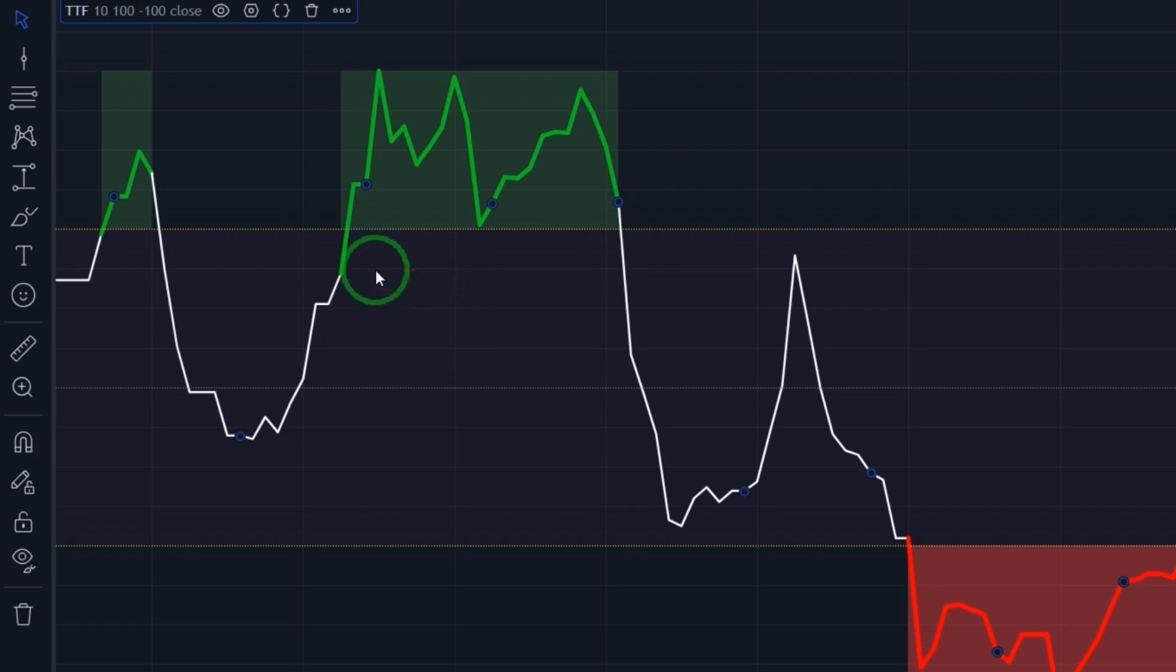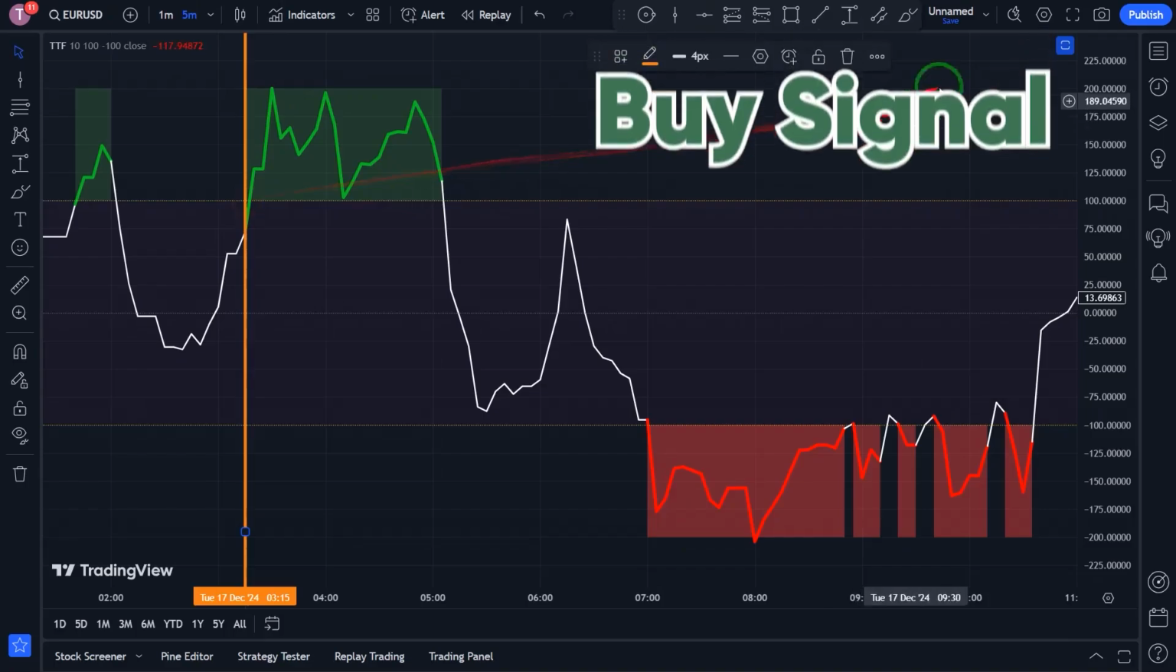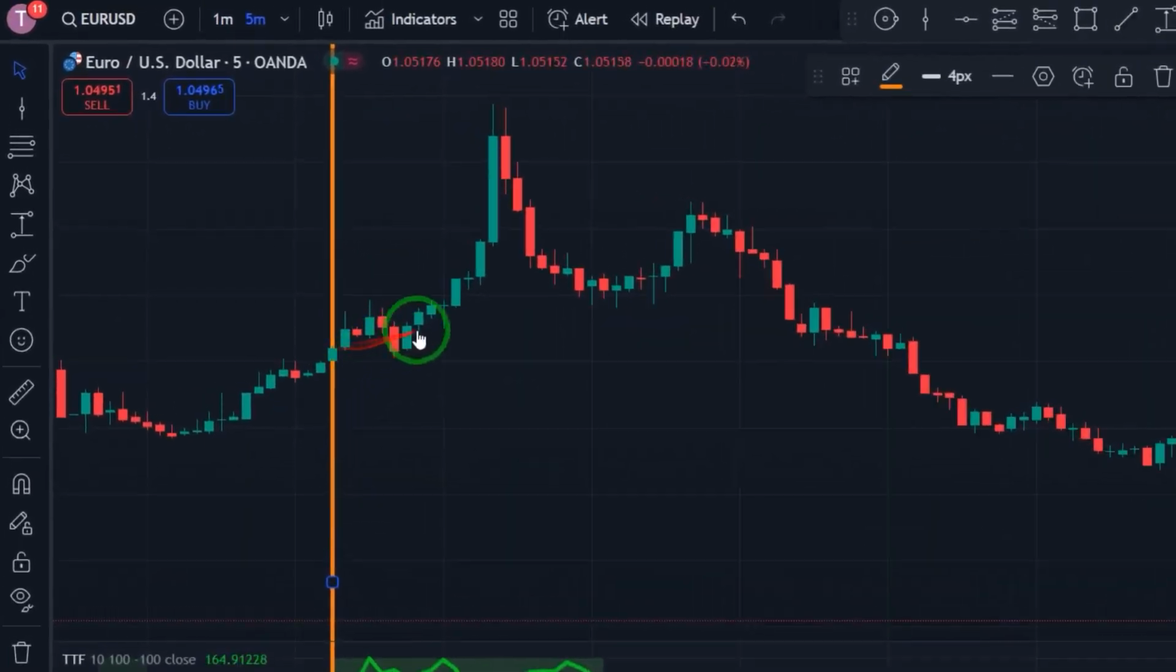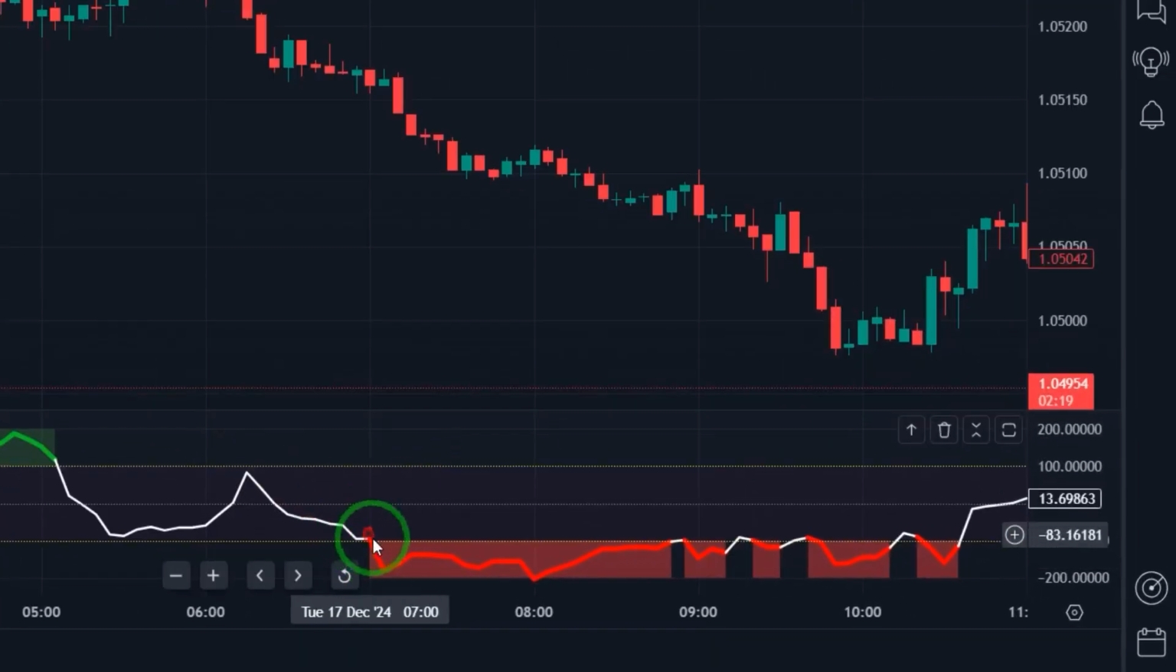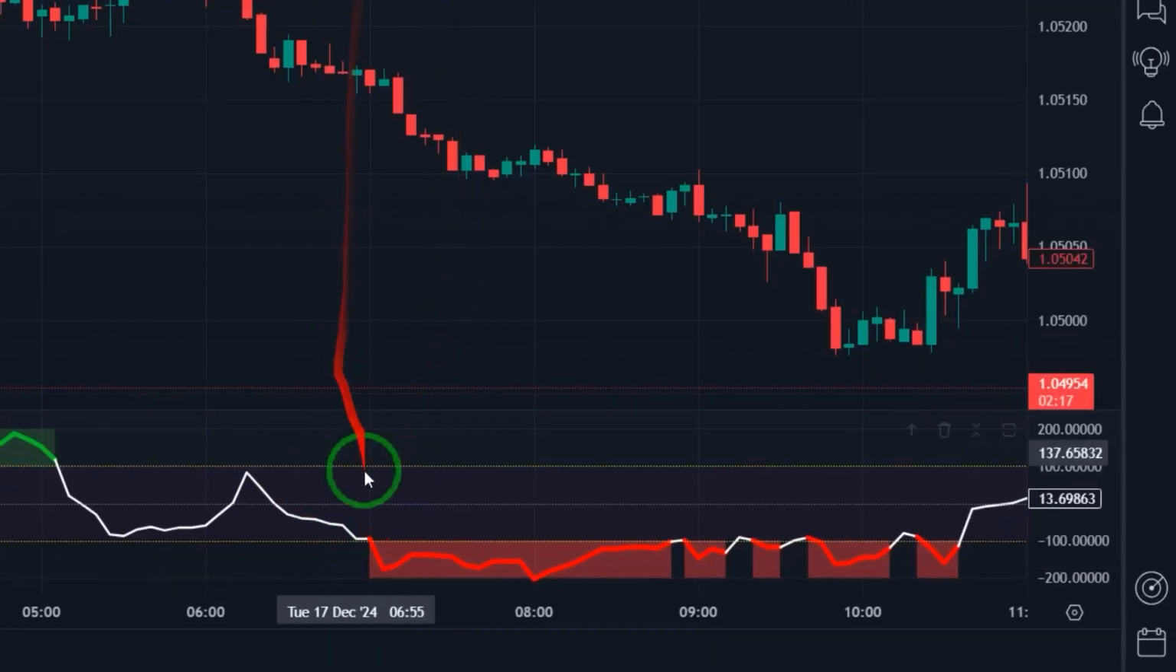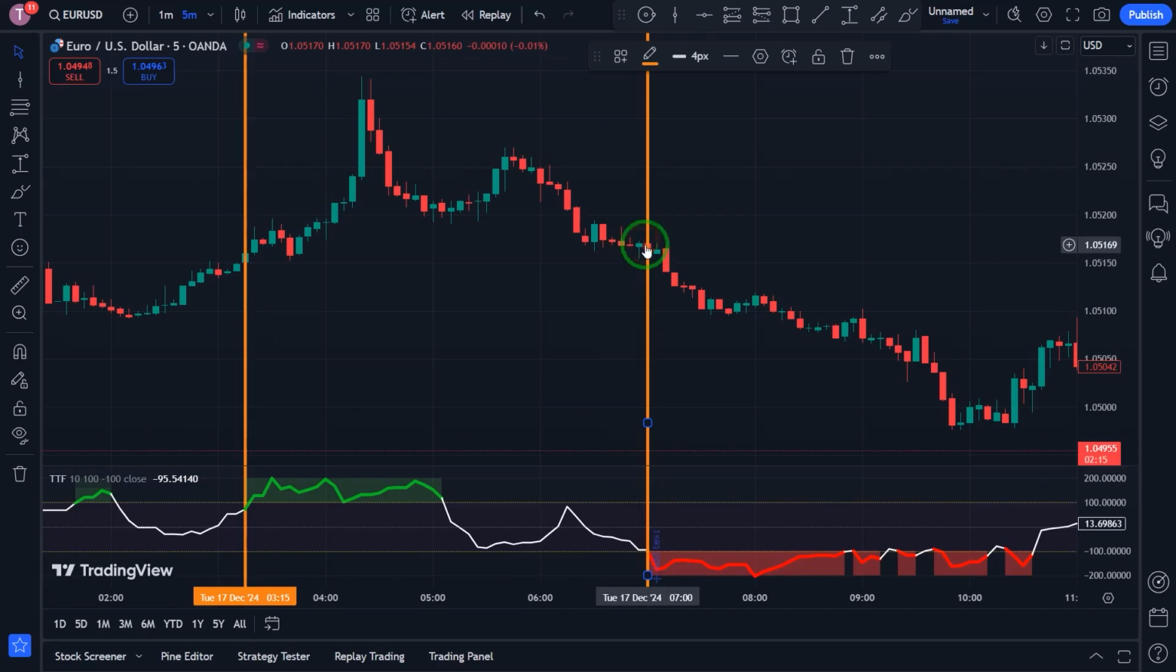Now, at times when this line turns green, we consider that point as a possible buy signal, and you can see that we could have made a good profit here. At times when this line turns red, we consider that point as a possible sell signal, and you can see that we could have also made a good profit here.